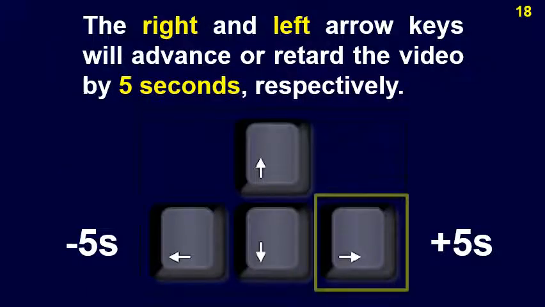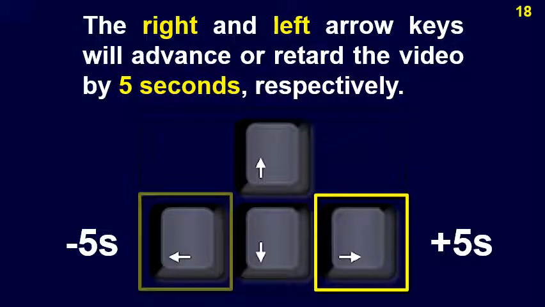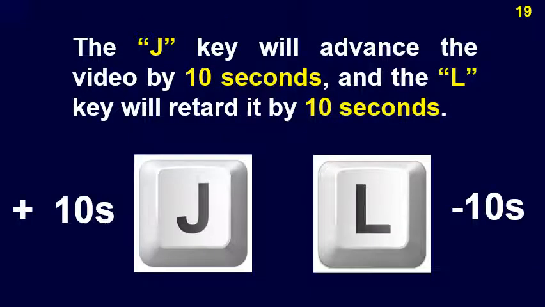The right and left arrow keys will advance or retard the video by 5 seconds, respectively, in both the play and pause modes. The J key will advance the video by 10 seconds, and the L key will retard it by 10 seconds, in both the play and pause modes.